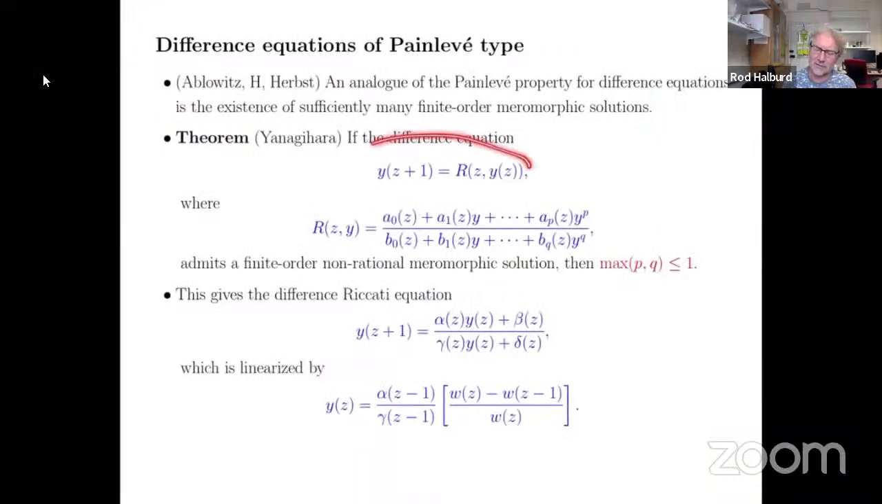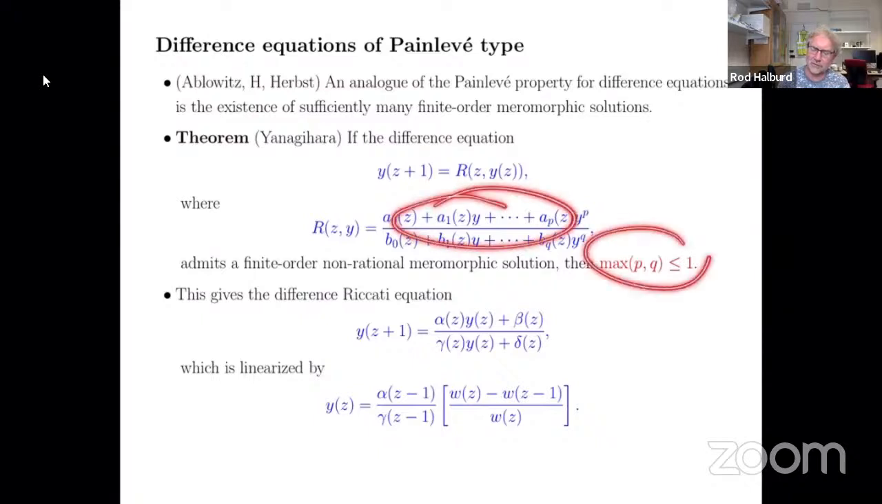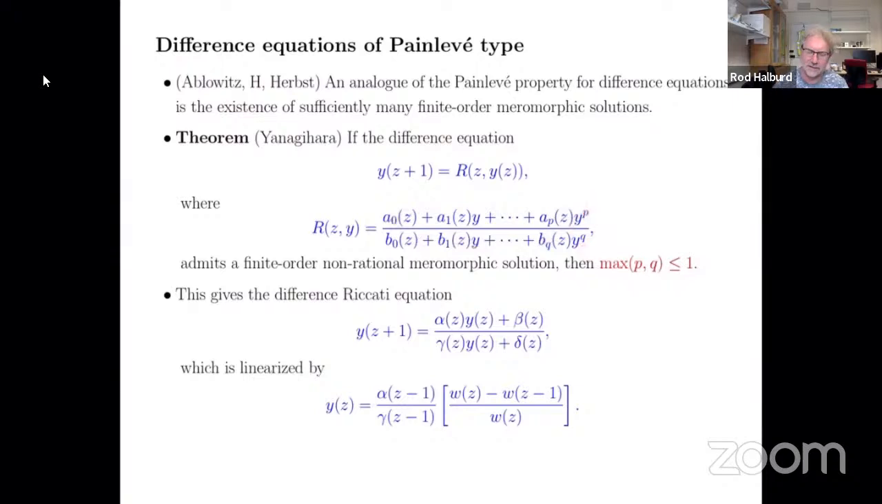So if we come back to our example of a first order equation, and we demand that not only does it have a meromorphic solution, because they all do, but it has a non-rational meromorphic solution of finite order, then the degree here actually has to be 1. In other words, the maximum of P and Q here has to be 1, which means that we reduce to this equation. And this is, of course, the discrete Riccati equation. It can be linearized by a discrete logarithmic derivative type substitution, just like the common or garden variety Riccati equation.